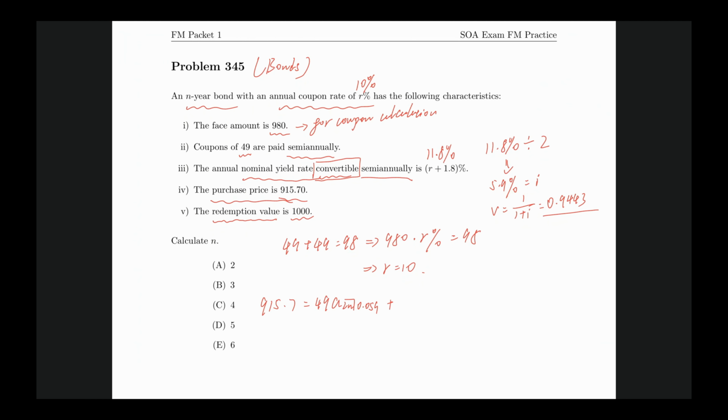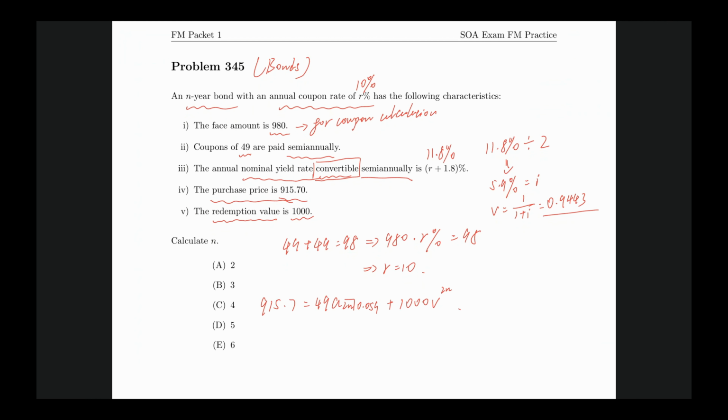And don't forget, we still have the redemption, which is $1,000 after n years. That's why we need to multiply this by the discount factor v. Since the discount factor is for half a year, I need to raise this to the power of 2n.